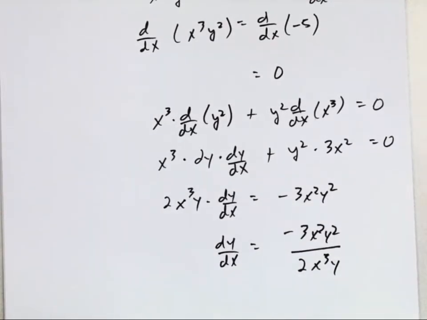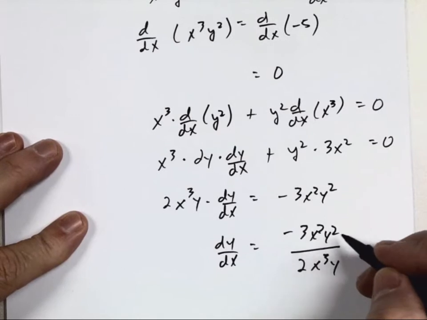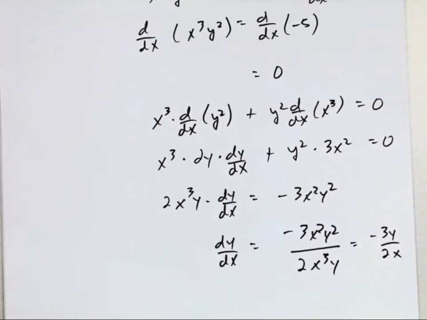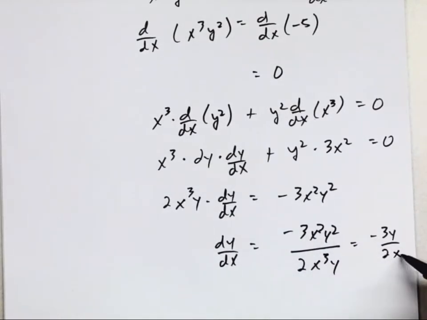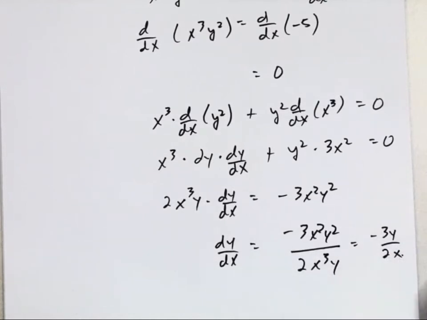And of course, if you want to, and you probably should, you should cancel some things out of the top and the bottom. In other words, I think I'm left with y over x, if I didn't mess up in my head. x squared over x cubed leaves an x in the bottom, y squared over y leaves a y in the top. That should be dy dx.